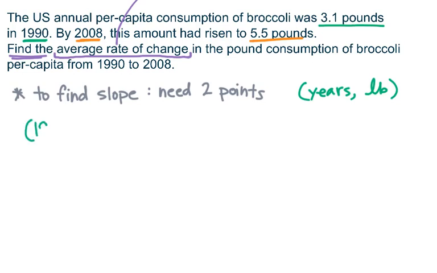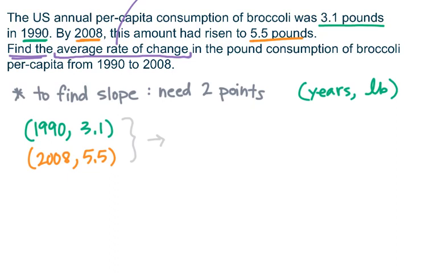So my first ordered pair will be 1990, 3.1. And my second ordered pair is going to be 2008, 5.5. So I have 2 points here, and I can go ahead and plug both of these into my slope equation. However, we're going to do one extra step, which in this case, if you didn't do it, you actually would still get the correct answer, but depending on how elaborate the problem is, you really need to do this next step, especially if you're writing the equation.